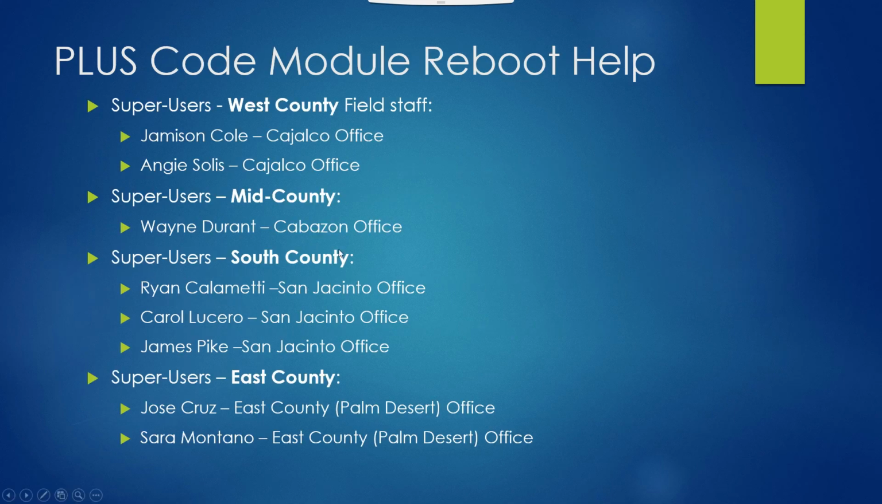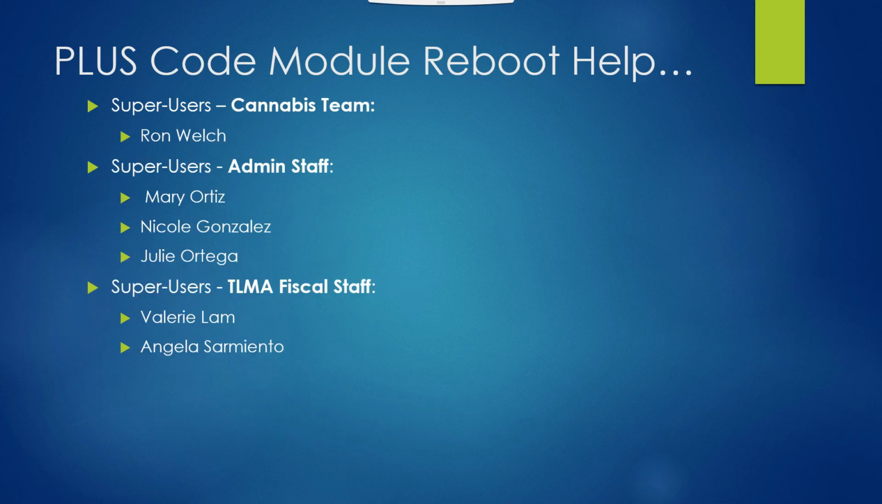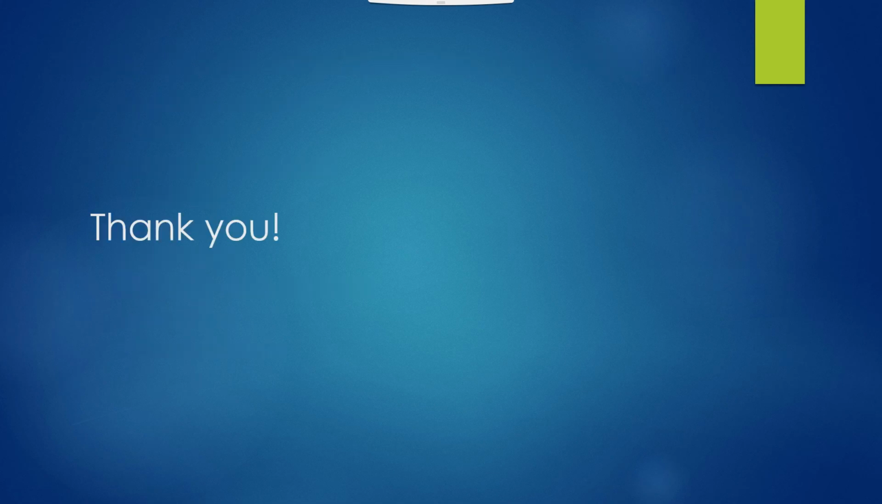Our super users in the West County office are Jamison Cole and Angie Solis. Mid-County is Wayne Durant. South County, Ryan Calametti, Carol Lucero, and James Pike. East County is Jose Cruz and Sarah Montano. The Cannabis Team super user is Ron Welch. Up in admin, you can contact Mary Ortiz, Nicole Gonzalez, or Julie Ortega. Fiscal staff who can assist are Valerie Lamb and Angela Sarmiento.